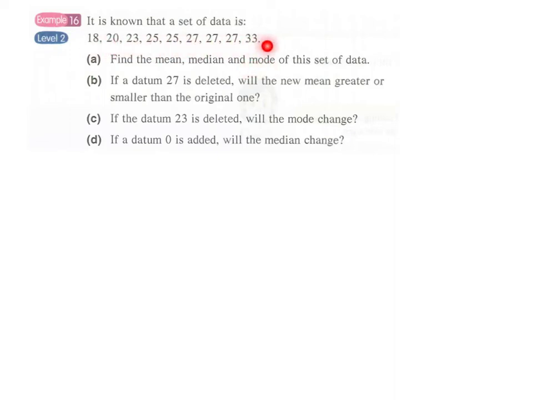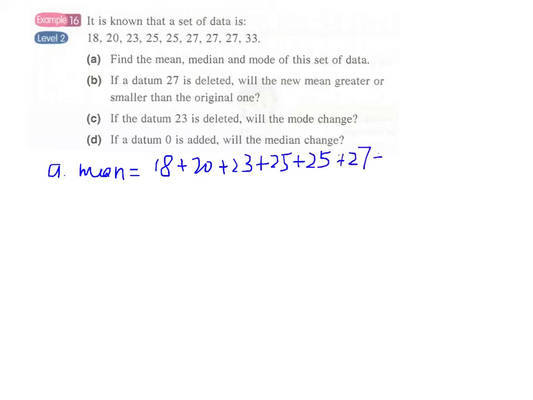Okay, example 16. We have to find the mean, median, and mode of this set of data. And note that this set of data is already arranged in ascending order. To find the mean, we simply add it up, and we divide this by 9, since we have 9 numbers, 1, 2, 3, 4, 5, 6, 7, 8, 9.